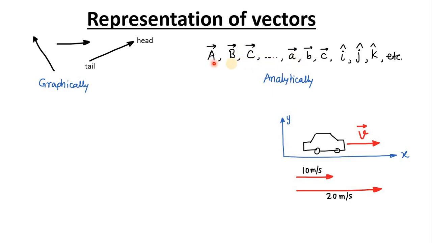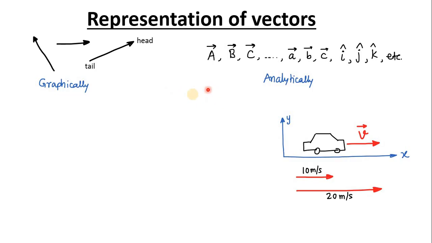We can use capital letters or we can also use small letters. Here we have another type of symbol which looks like a cap or a hat over the letters. These are also some types of vectors about which we will study later. And graphically means we have to represent it by drawing. So it can be drawn like an arrow. An arrow also has a head and tail. So a vector has a head and tail.